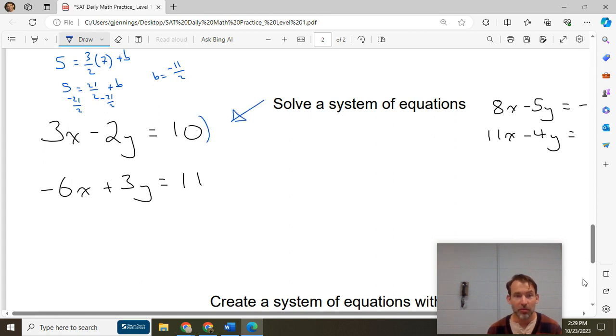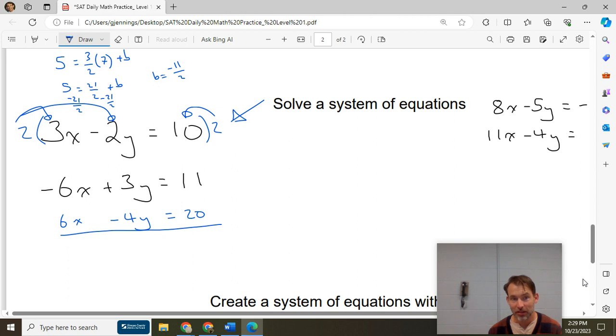I notice that if I multiply this equation by 2, then 2 times 3x will give me 6x. 2 times -2 will give me -4y. And then 2 times 10 will give me 20 on that side. Now I can add these two equations together and it will eliminate the x's. So 3y minus 4y gives me -y is equal to 11 plus 20, 31.